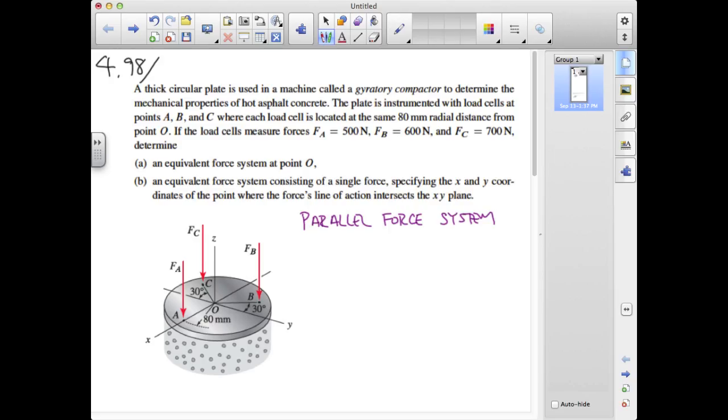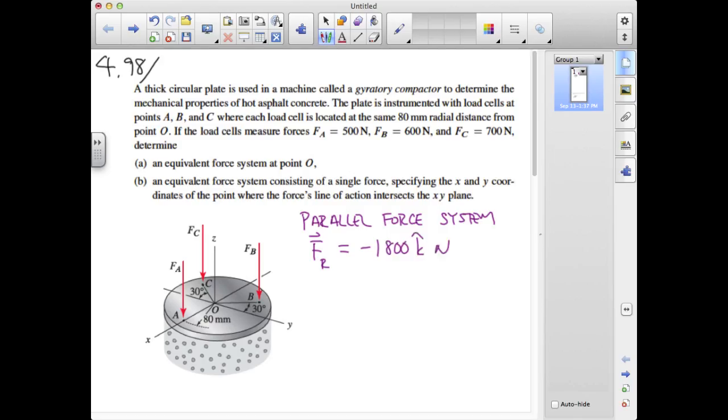So the first thing we'll note here is that we have a parallel force system, which means when we find the equivalent force system at O, we're going to have a single resultant force and a resultant moment that's perpendicular to that force. So part B will be possible. The equivalent force system at O will be reducible to a single equivalent force. The resultant force is very straightforward. Again, they're all parallel and they're all acting in the negative z direction. So we have minus 500, minus 600, minus 700 newtons, and that's just minus 1800 k newtons.